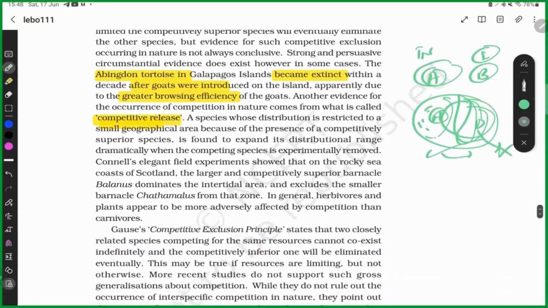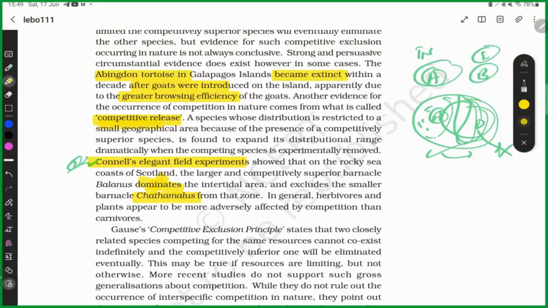What is the example? Connell's barnacle experiment. On a rocky sea coast of Scotland, the competitively superior barnacle Balanus dominates the intertidal area. It excludes the smaller barnacle Chthamalus from that zone. If we eliminate the dominant one, the inferior Chthamalus will expand.